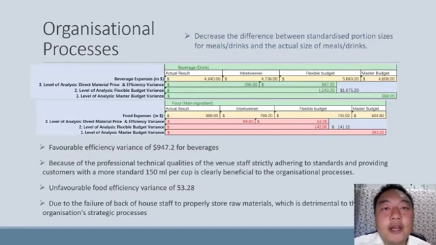The favorable efficiency variance of 947.2 for beverage proves that the technical quality of the venue staff, strictly adhering to standards and providing customers with a more standard 150 millilitres per cup, is clearly beneficial to the organizational process. Secondly, the unfavorable food efficiency variance of 53.28 is due to the failure of back-of-house staff to properly store raw materials, which is detrimental to the organization's strategic process.